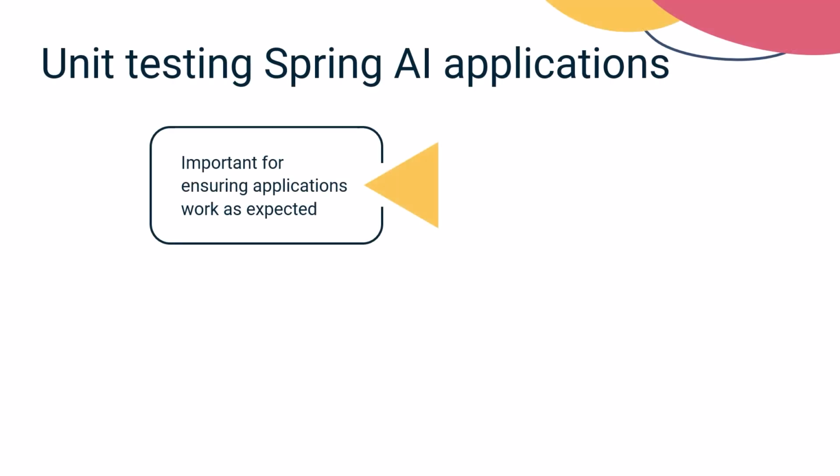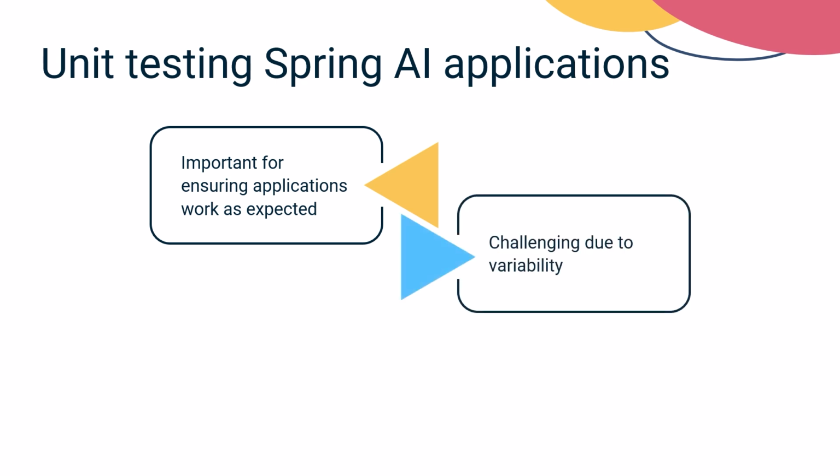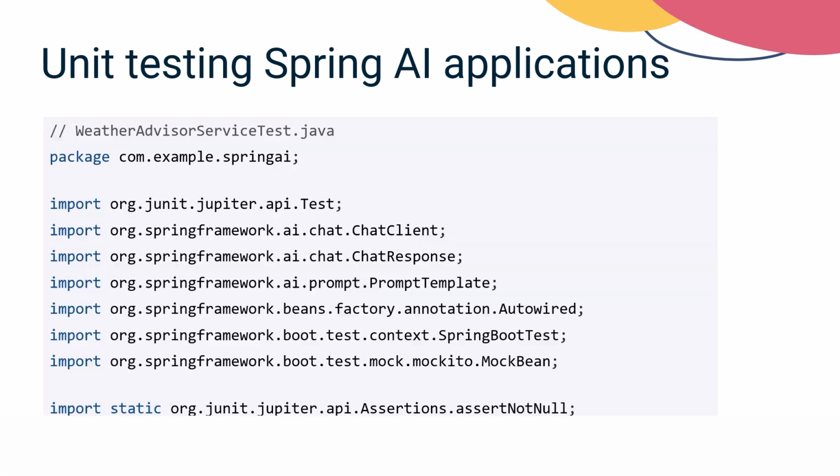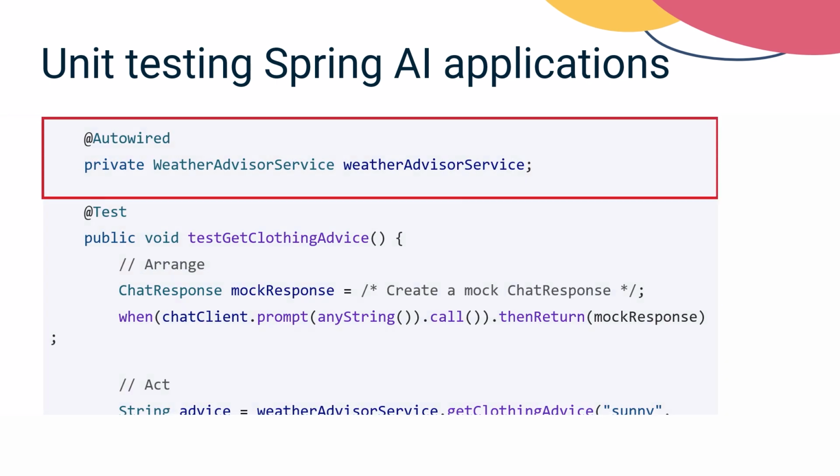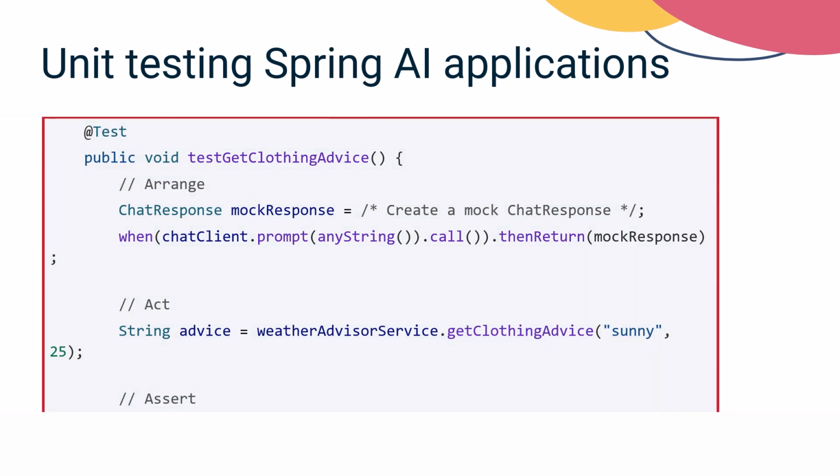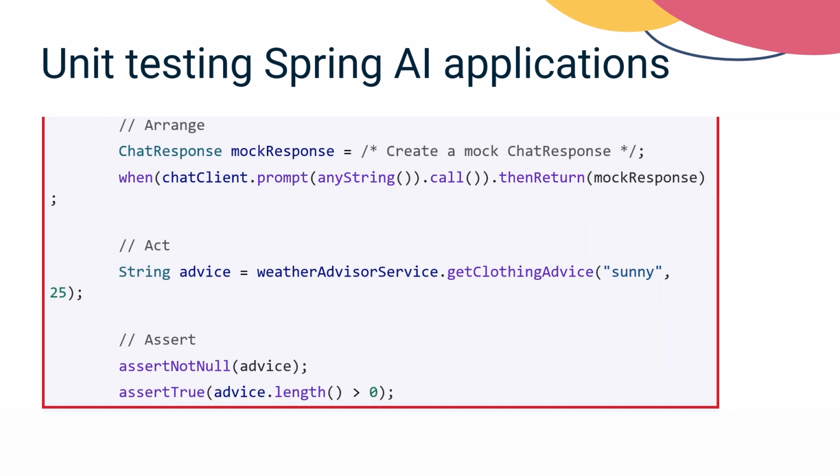Unit testing is important to ensure your application works as expected. However, testing AI responses can be challenging due to their variability. Let's see how to approach this. Take a moment to examine the code. Notice in this code unit that we're testing the application by mocking the chat client to simulate AI responses without making real API calls, and then verifying that the Weather Advisor service returns a non-null, non-empty clothing advice string.